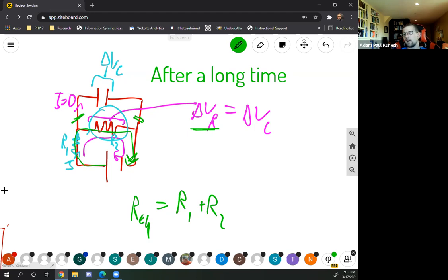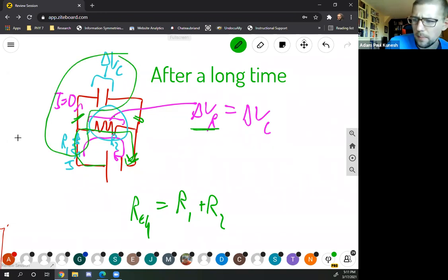Again, no, we won't have capacitors directly in parallel with other resistors with no battery involved. However, I do think R1 times C would be our tau here. That's right. Question, go for it.